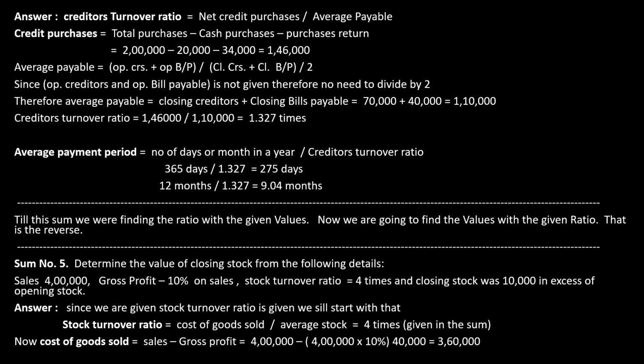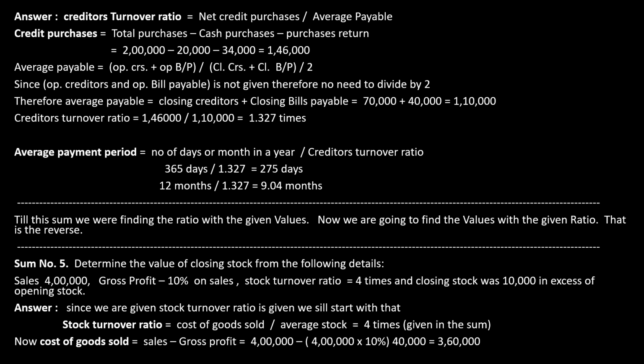Determine the value of closing stock from the following details. Sales 4 lakh, gross profit 10% on sales, stock turnover ratio is 4 times, and closing stock is 10,000 in excess of opening stock. See, in the previous 4 sums, we found the ratios. Here, the ratio is given. So what are we going to find now? We are going to find the closing stock. It is nothing but the reverse. We will use X and find the values.